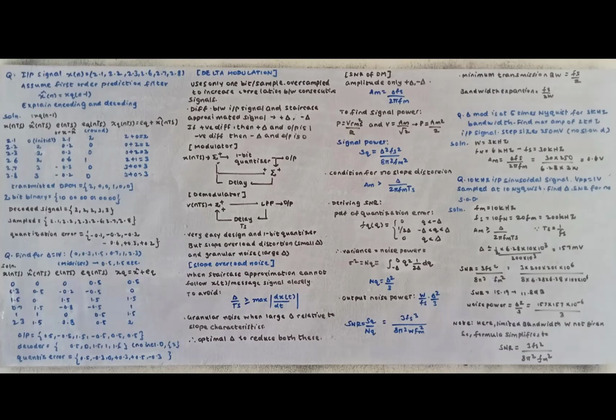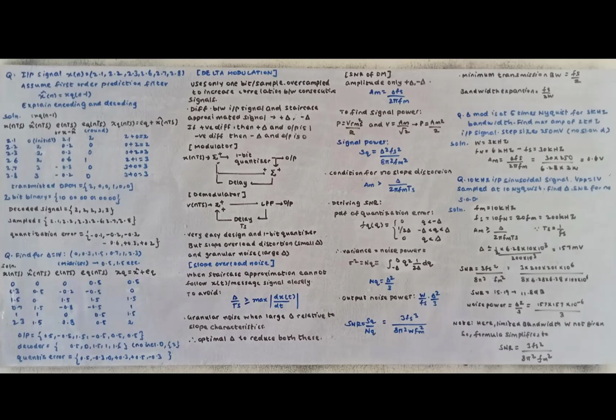The 2-bit binary is 100000010000. That's just 2 power 0, 2 power 1 for each bit. That's just standard encoding. So the decoded signal is going to be the second column, which is x cap of nTs. The sampled signal is going to be e of nTs. The quantization error is going to be the difference between the sampled signal and the decoded signal. So this is the only thing that they'll probably ask you.